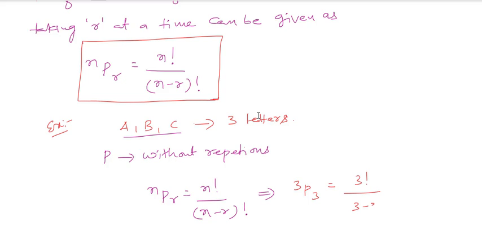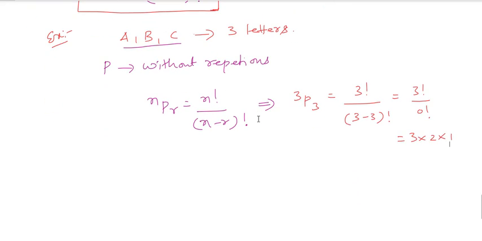So which is 3 factorial by 0 factorial. You know that 3 factorial means 3 into 2 into 1, and 0 factorial will be 1. So hence in total I have 6 possible cases to arrange these 3 letters without repetition. What are those? I have 3 letters, which are A, B, C.